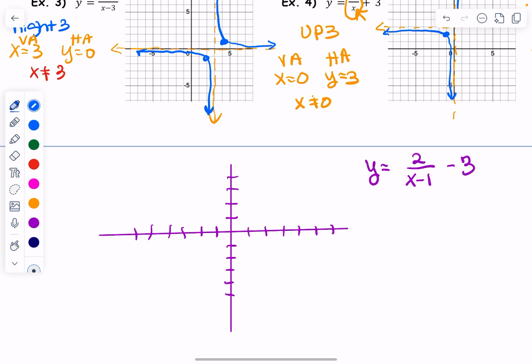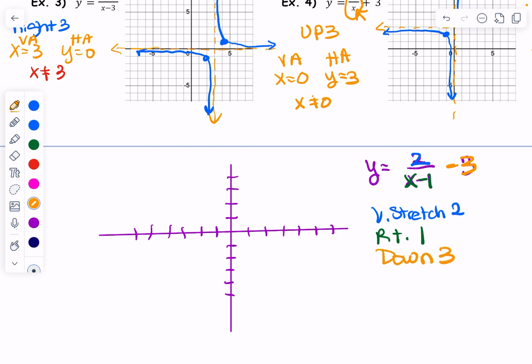Okay, so let's see what this says. This guy right here says we're going to stretch by 2, a vertical stretch. And this x minus 1 is telling me we're going to go to the right 1. And this guy right here is telling me we're going to go down 3. So first I'm going to go down 3. Normally I'm at 0, so I'm going to go down 3. So my vertical asymptote is y equals negative 3. That's not my vertical asymptote, my horizontal asymptote. I don't know if I could make more mistakes here.